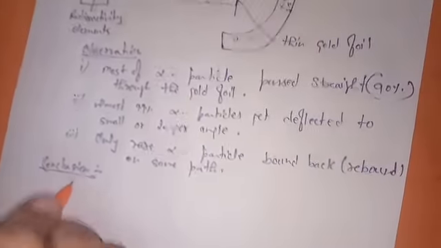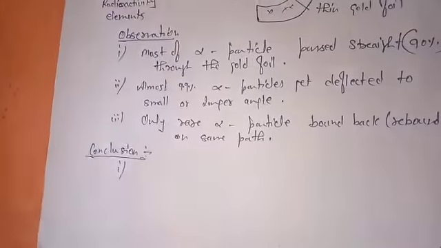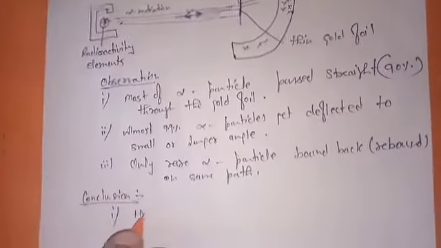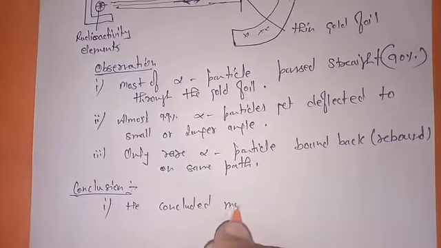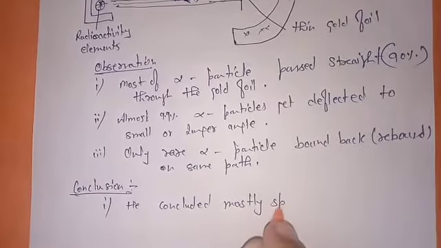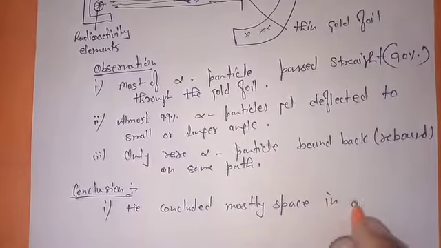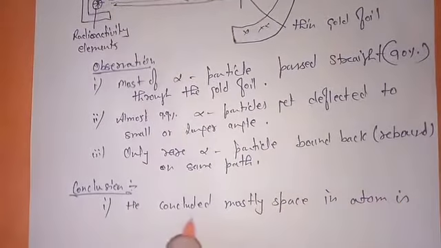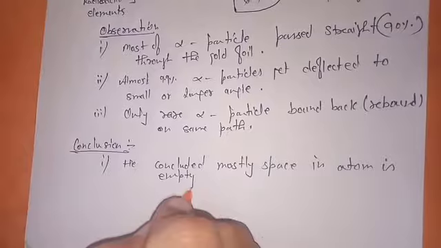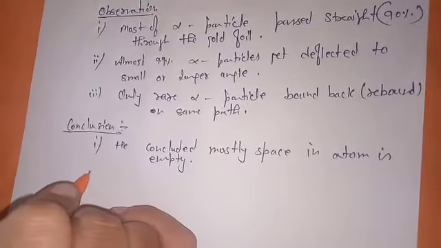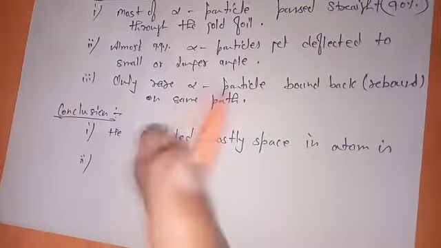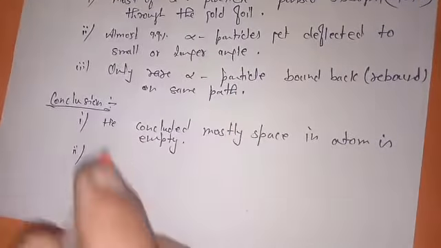What is the first conclusion? Most alpha particles pass straight through the gold foil. From this he concluded that most of the space in the atom is empty. That's why they pass straight. So mostly space is empty. He even considered that 90% of the space is empty.